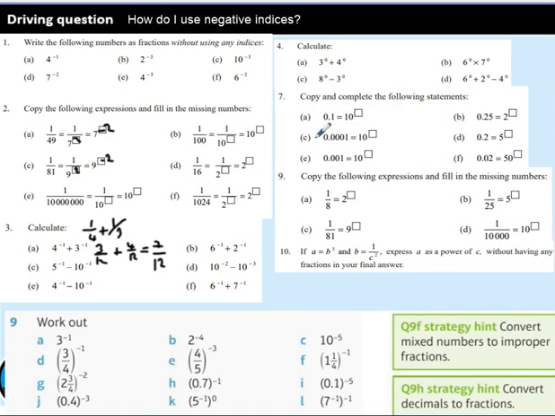Okay, so here the best thing to do is convert the decimals to fractions. So 0.1 is the same as 1 over 10, which is 10 to the power of negative 1. 0.25 is the same as 1/4, which is the same as 1 over 2 squared, which is the same as 2 to the power of negative 2. 1 over 8 is the same as 1 over 2 cubed, which is 2 to the power of negative 3. 1 over 81 is the same as 1 over 9 squared, which is the same as 9 to the power of negative 2.